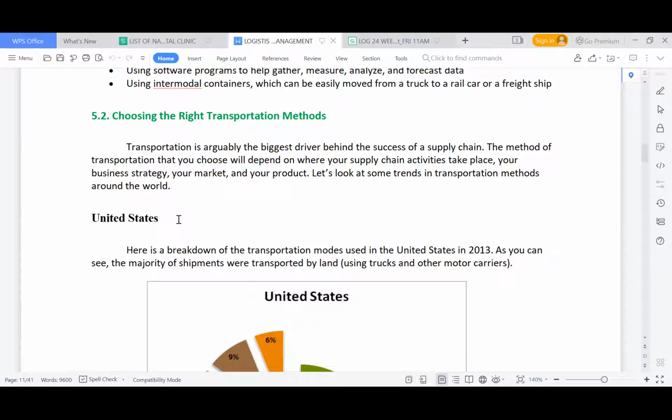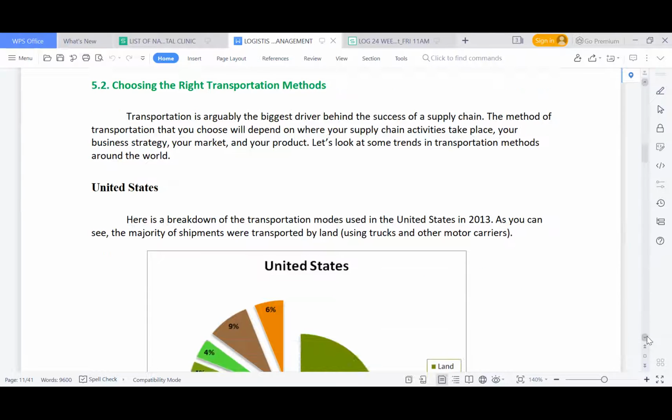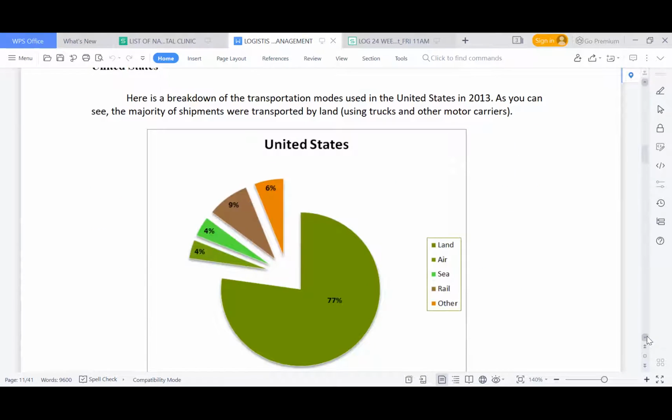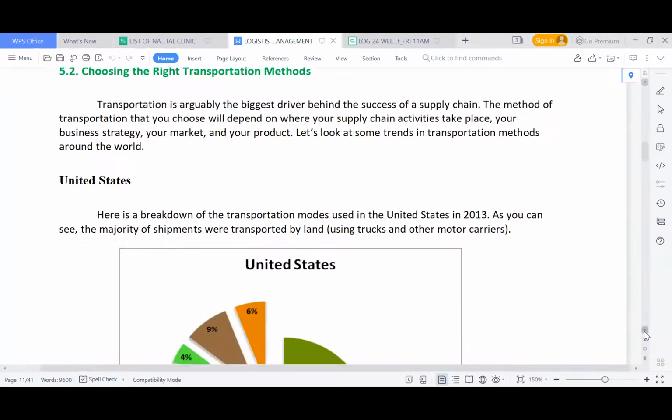The method of transportation that you choose will depend on where your supply chain activities take place, your business strategy, your market, and your product. Let's look at some trends in transportation methods around the world. Okay, we have here a 2013 chart. As you can see, the major shipments were transported by land using trucks and motor carriers. I will zoom this pie chart.